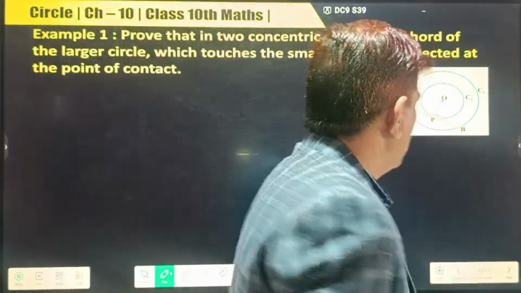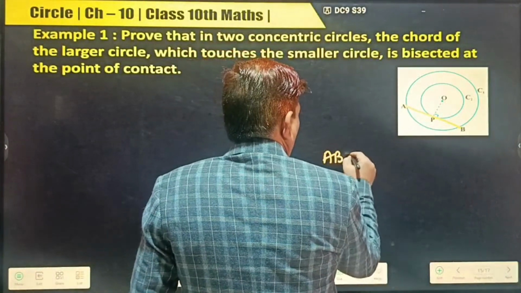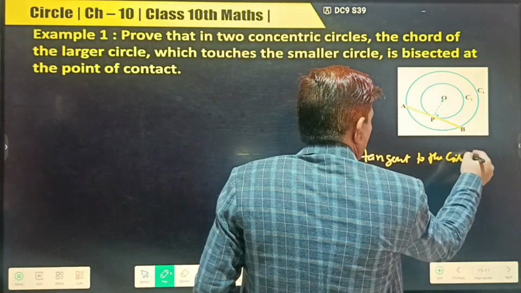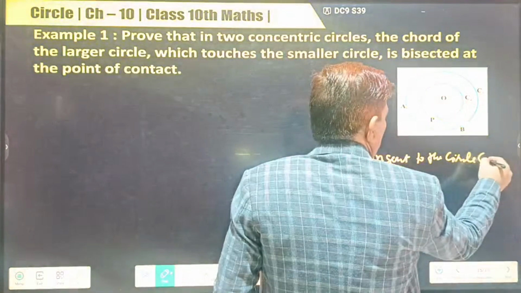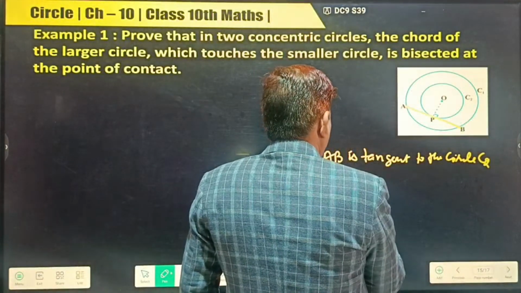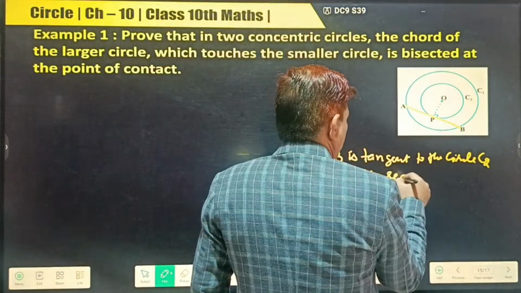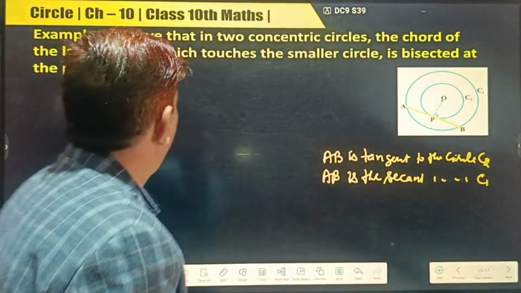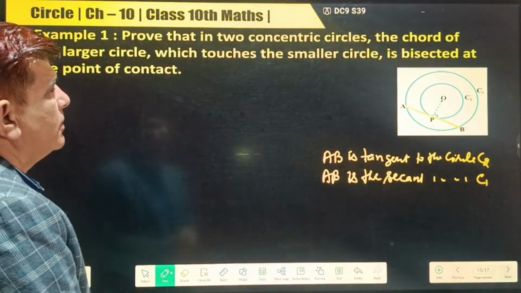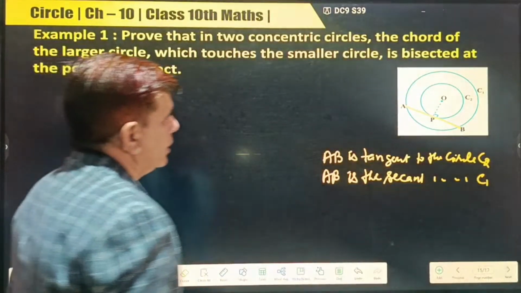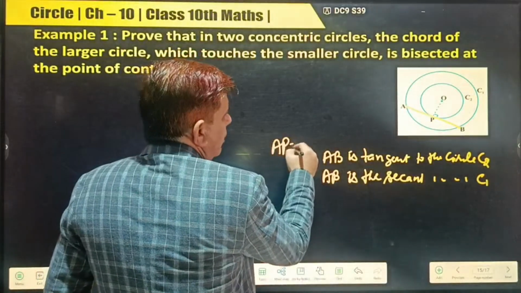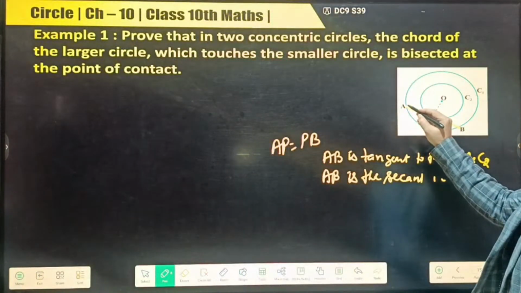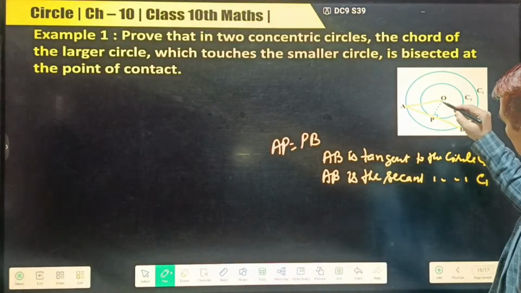So it means this AB is tangent to the circle. Which circle? C2. And AB is the secant to the circle C1. Now read the next part. Which touches the smaller circle is bisected at the point of contact. It means you have to prove AP equal to PB. You can take it like this, you can join this.